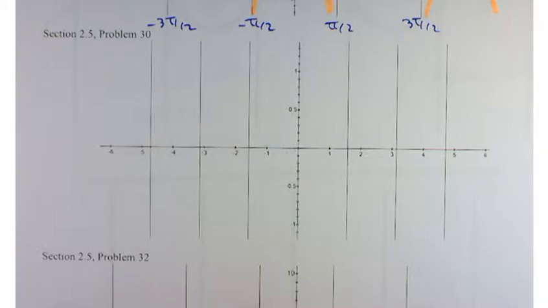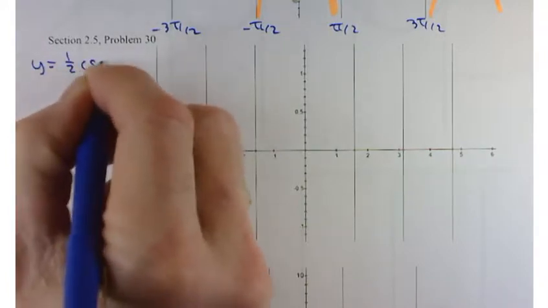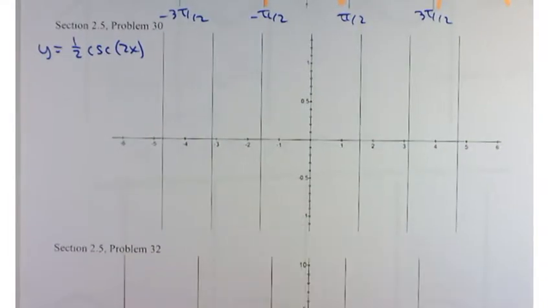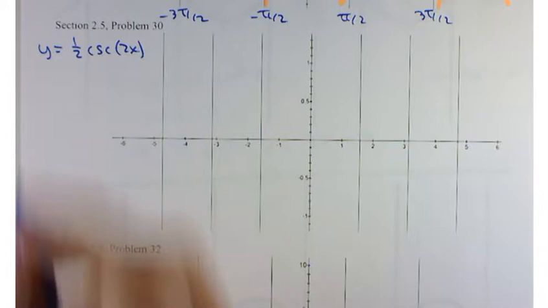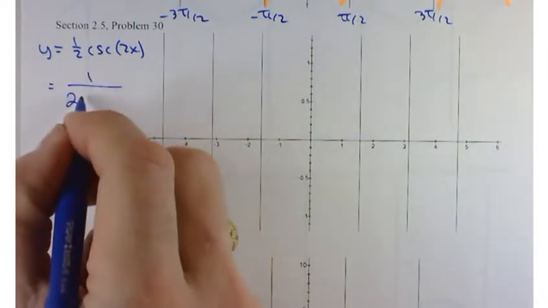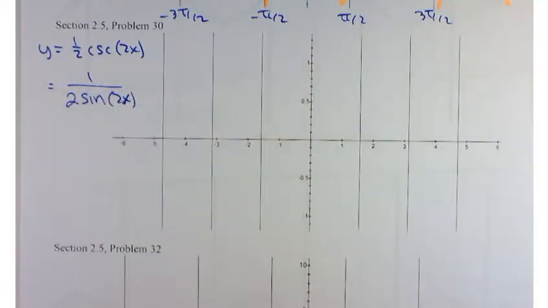Problem 30 gives us y equals 1/2 the cosecant of 2x. So again, we have to figure out where the asymptotes are. If you wanted to rewrite this, you could. That's 1 divided by 2 times the sine of 2x, and the asymptotes are going to occur where the denominator of that function is 0.